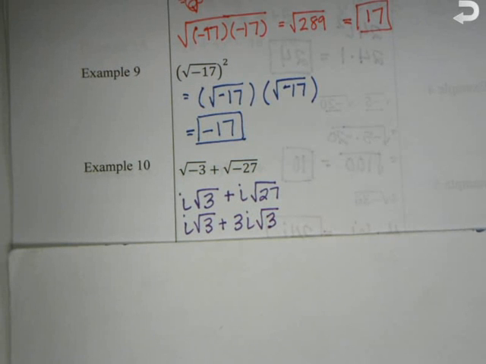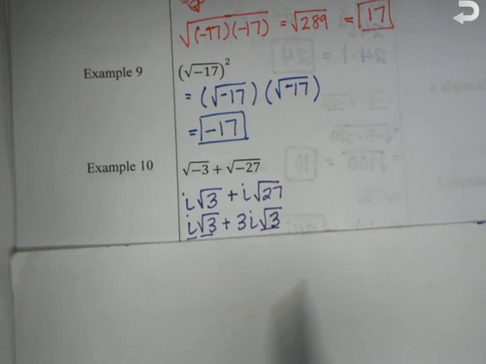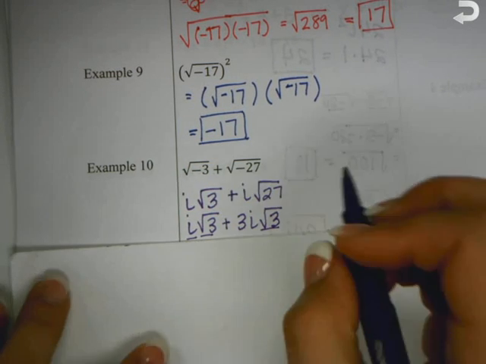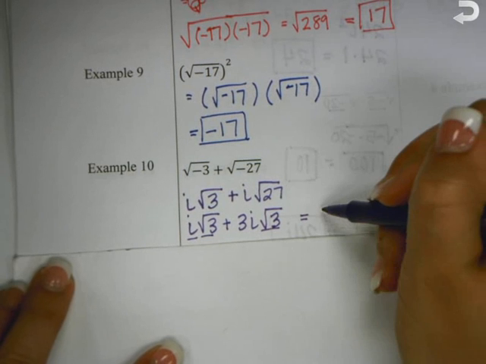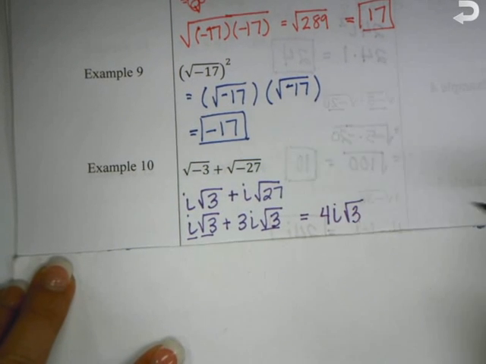Okay, now I see some common terms here. Does anybody else see common terms? The square root 3 and the i's. So what can we do here? We can combine them. So what would that give me? 4i square root 3. These are kind of like terms, guys.